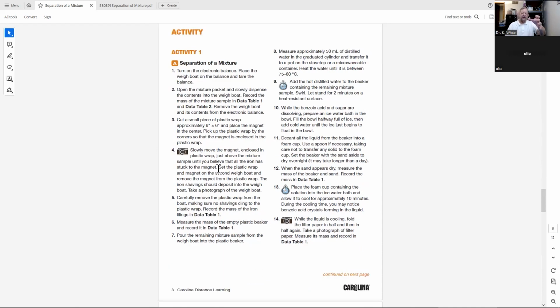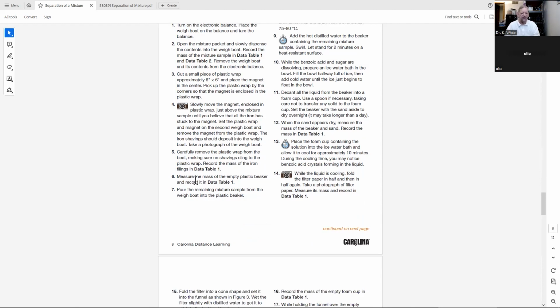Now, while it's still in the weigh boat, take the magnet and put the plastic around it tight, and then run the magnet all the way through, all around. And then take it out, the magnet, and over the second weigh boat, which you tare first, hold the plastic and the magnet, and with the plastic still over the weigh boat, remove the magnet and tap the plastic a little, and all the iron filings will go into the weigh boat, which you can record.